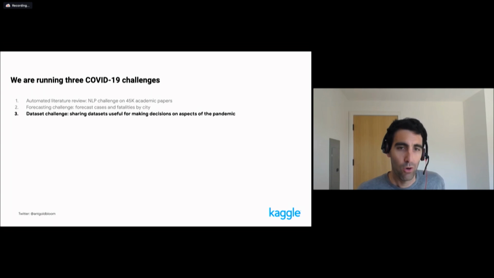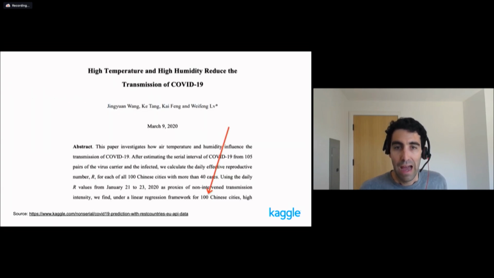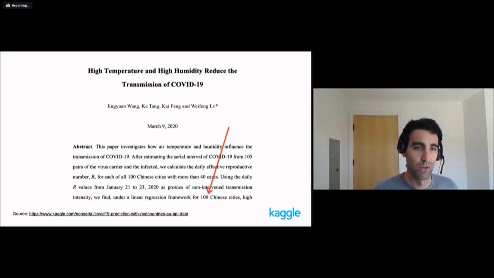To make this a little bit more concrete, I'll give you a real world example of where this could be useful. So the congressman this morning mentioned that his understanding was that temperature had an impact on transmission rate.